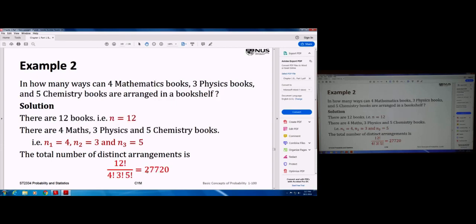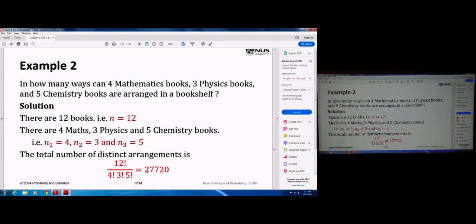Example 2. Okay, this is just substituting numbers into the formula. I'm not sure how this helps, but anyway. So you have 4 math books, 3 physics books, and 5 chemistry books, okay? How many ways can you arrange them if you don't care which is next to which?